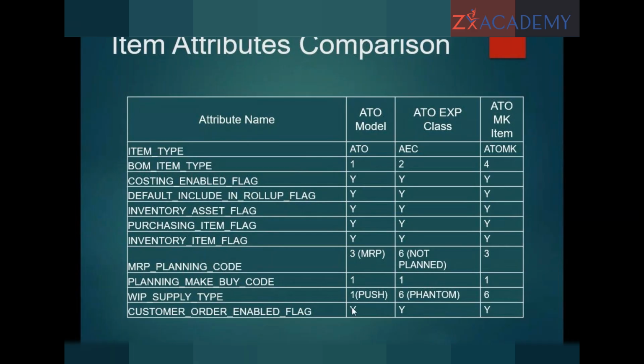So what is the inventory asset flag, purchase item flag, inventory item flag, MRP planning code, planning make-buy code?